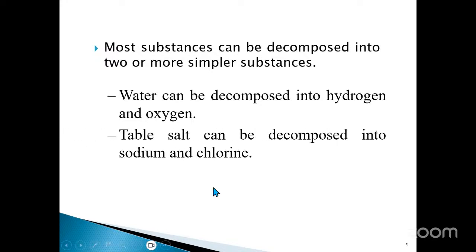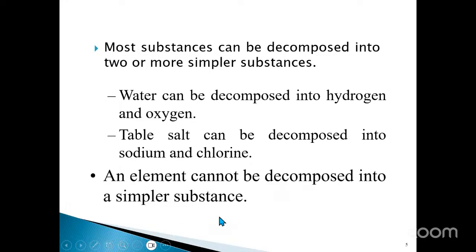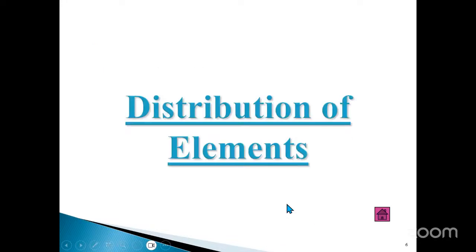Another example is table salt, right? You can actually decompose, again using electrolysis, table salt, which is sodium chloride, into its constituent elements, all right? So those are examples of substances that can be decomposed into 2 or more substances. So that's the difference between an element and a compound, right? An element cannot be broken down into simpler substances by chemical means, but a compound can be broken down into simpler substances by chemical means.